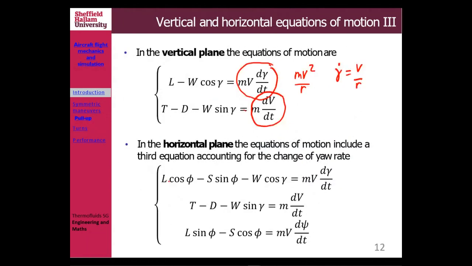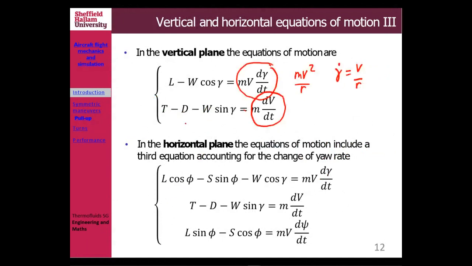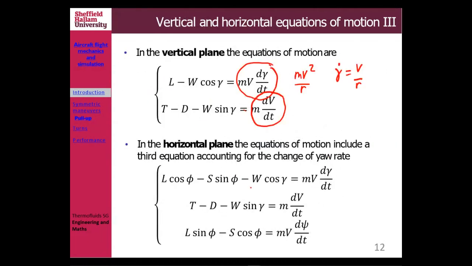If I go back to that equation, which is L cos phi, where this is phi, right? So this is L cos phi, and then minus S sine phi, which is that one, right? And it is equal to weight times cos gamma.